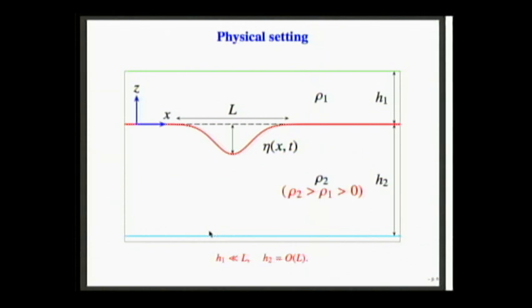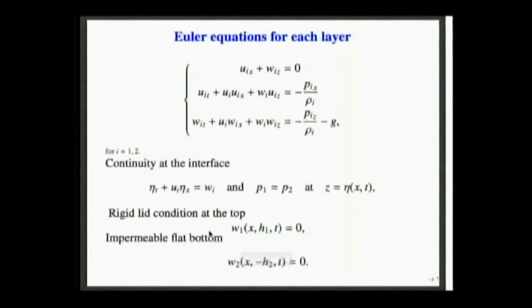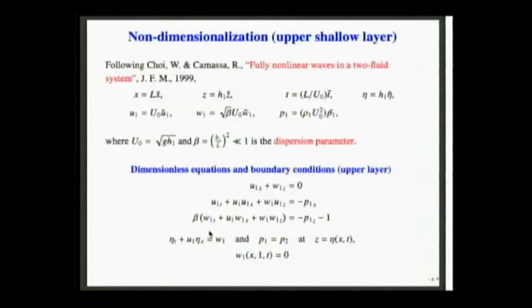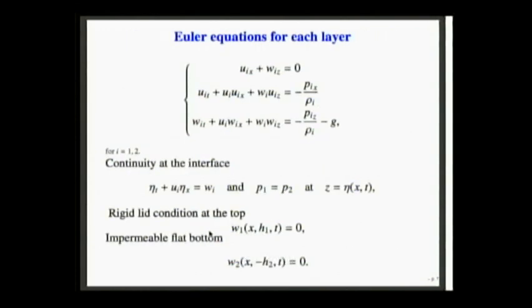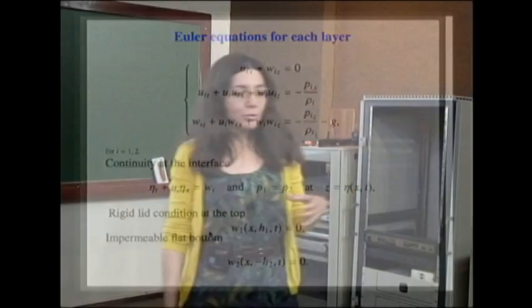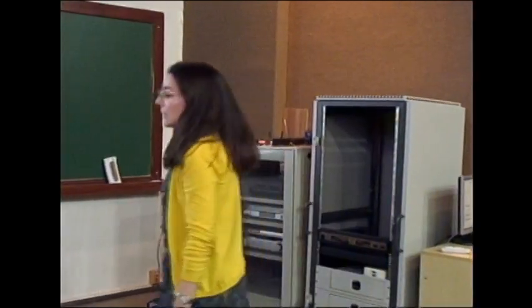What else do I need to talk about? I think that's it. Those are our assumptions. And we start with the Euler equations for each layer, and continuity at the interface, no pressure jumps allowed, a rigid lid condition at the top, and an impermeable flat bottom too. In principle, there is nothing to impose at infinity. When you choose the proper function spaces, you determine some decay, of course. I will talk about that later.